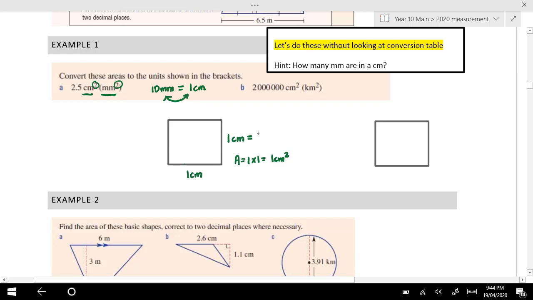So 1 centimeter is 10 millimeters, okay? And of course, 1 centimeter is 10 millimeters. So if I was to do that multiplication, 10 millimeters and 10 millimeters, then that is going to be 10 times 10, which is 100 millimeters squared. So what that means is that 100 millimeters squared is actually equal to 1 centimeter squared.